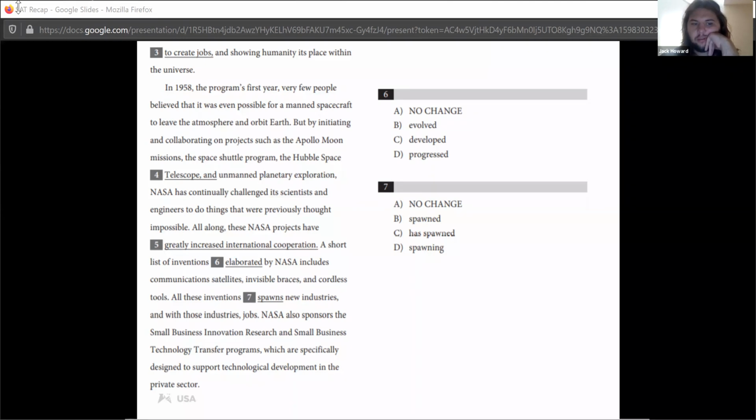Okay, so the answer is B. And this is because this is a verb number problem. All these inventions, that is a plural subject, so you need a verb in the plural. Spawns is in the singular. If you were to have a singular subject like this invention spawns new industries, that would be one thing, but it says these inventions.